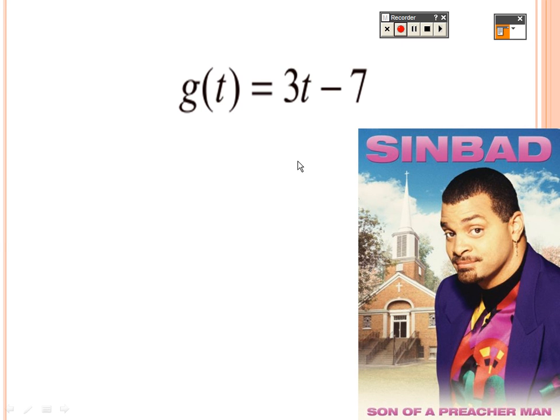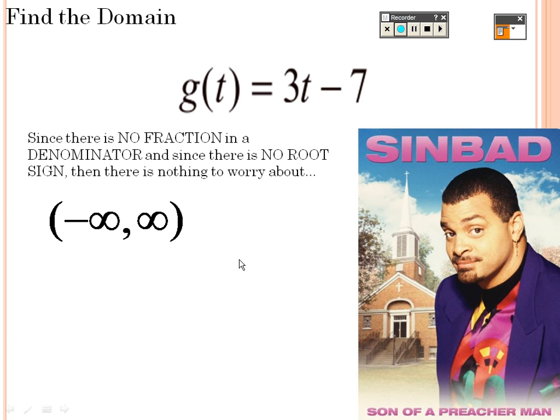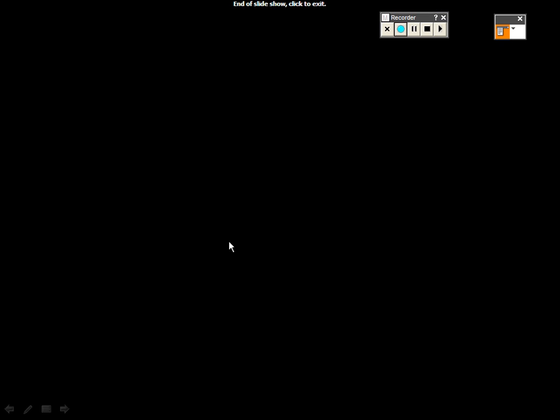No roots, right? No fractions. All real numbers then. And you write that as negative infinity to infinity.